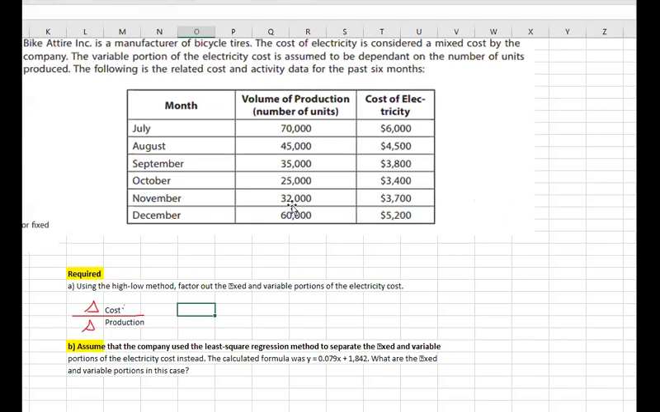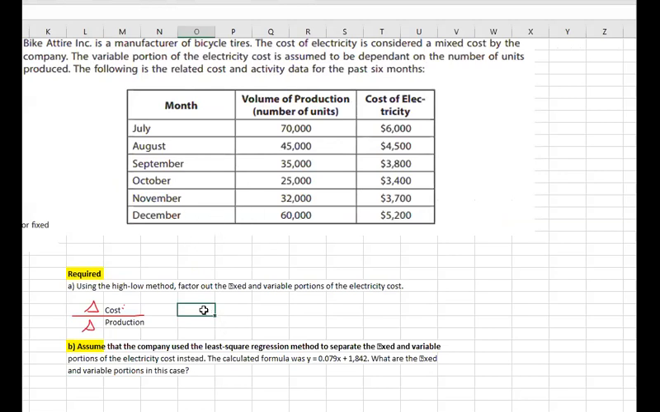This bike tire company manufactures bicycle tires, and the cost of electricity is given. The cost of electricity is a classic example of a mixed cost. So now we have to segregate between the fixed cost and variable cost as per the high-low method.